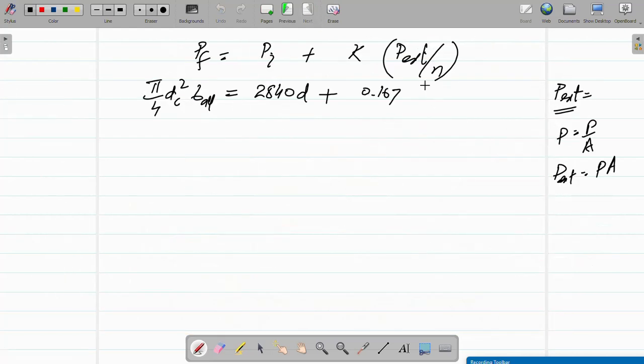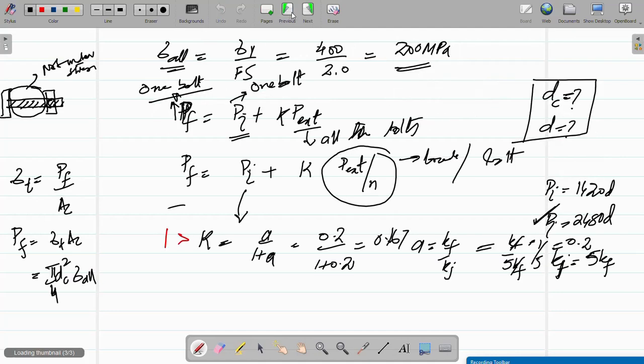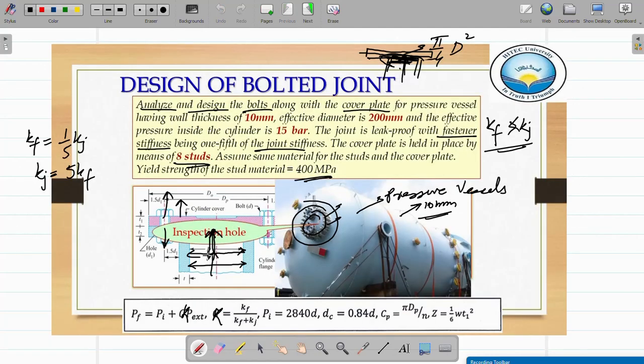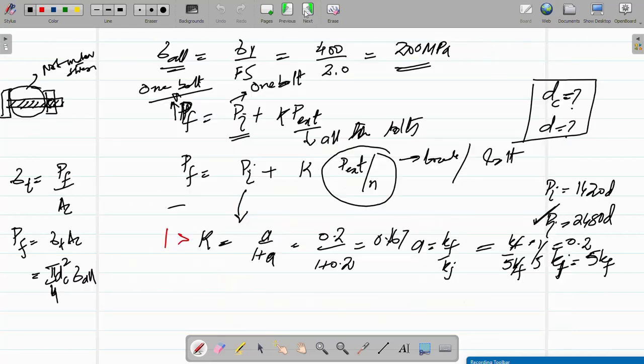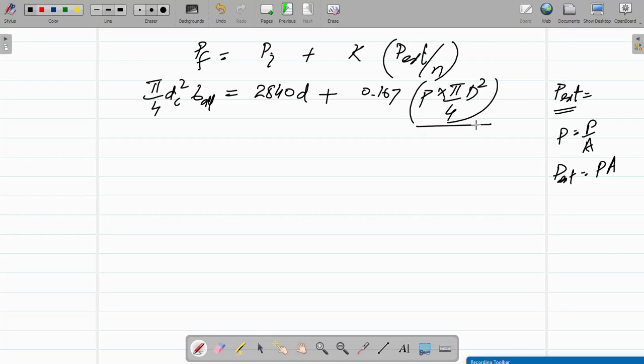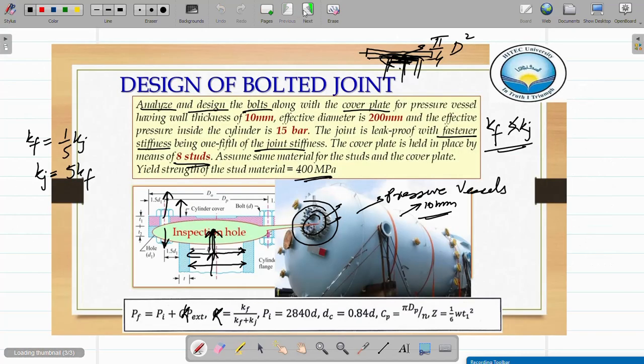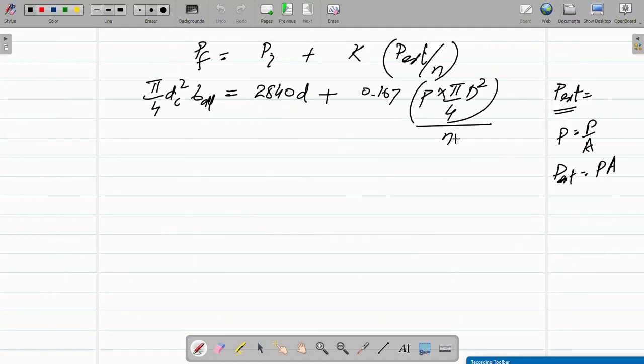So this is pi by 4. So pressure into pi by 4 capital D square. Why capital D square? Again, capital D is the internal diameter of this cylinder, and the only area exposed to the cover plate is this area. It is divided by N. Now N in this case is 8. So now I'm putting the value.